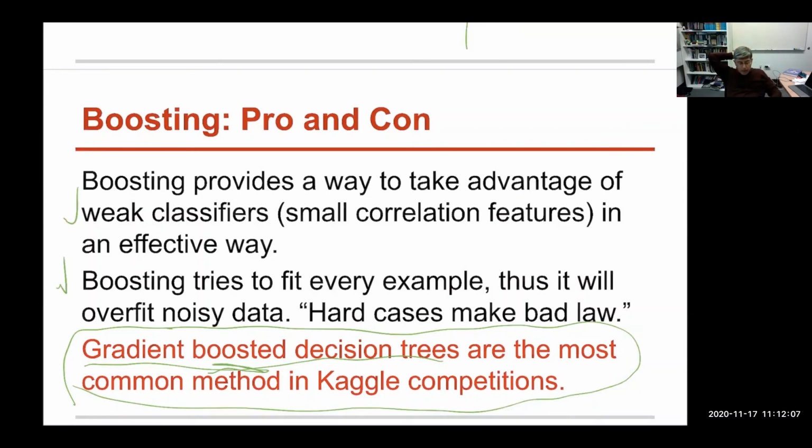But that said, it's still a very successful method for modeling modest-sized data sets. Any questions about decision trees or boosting or anything like that?